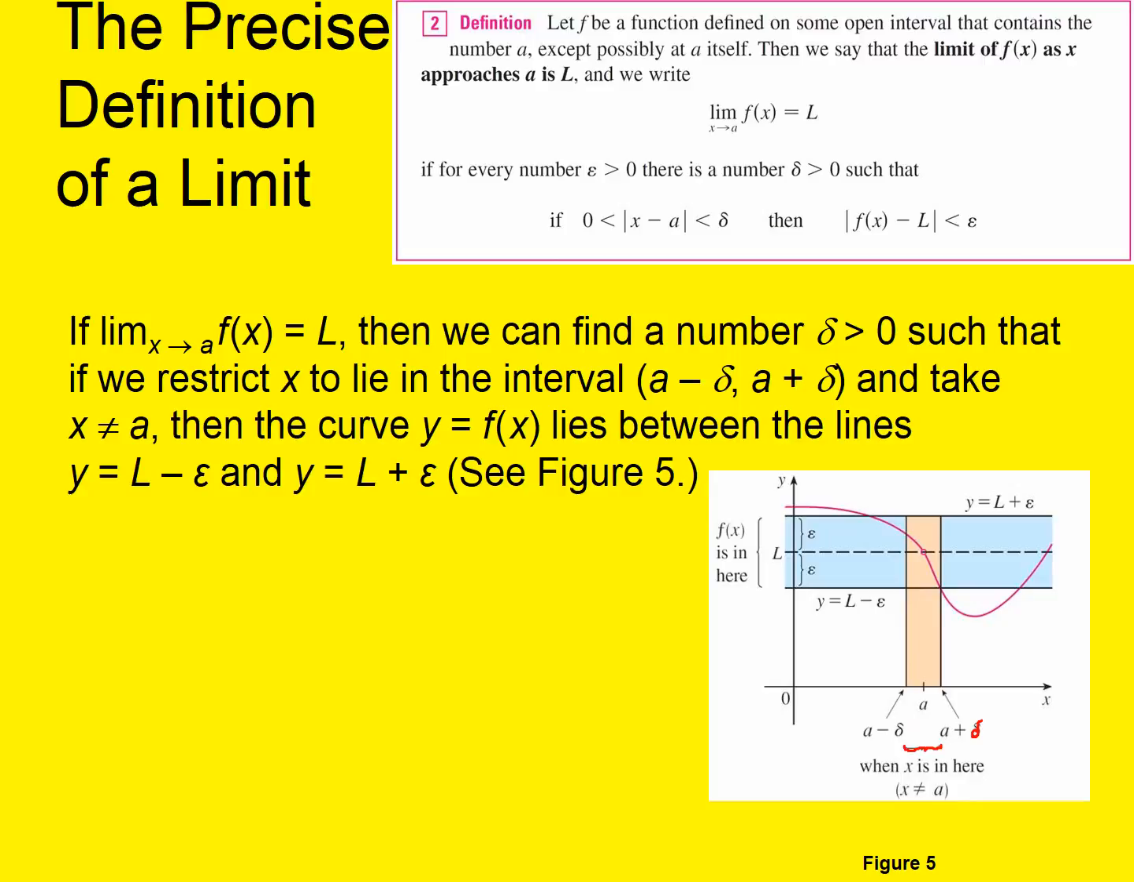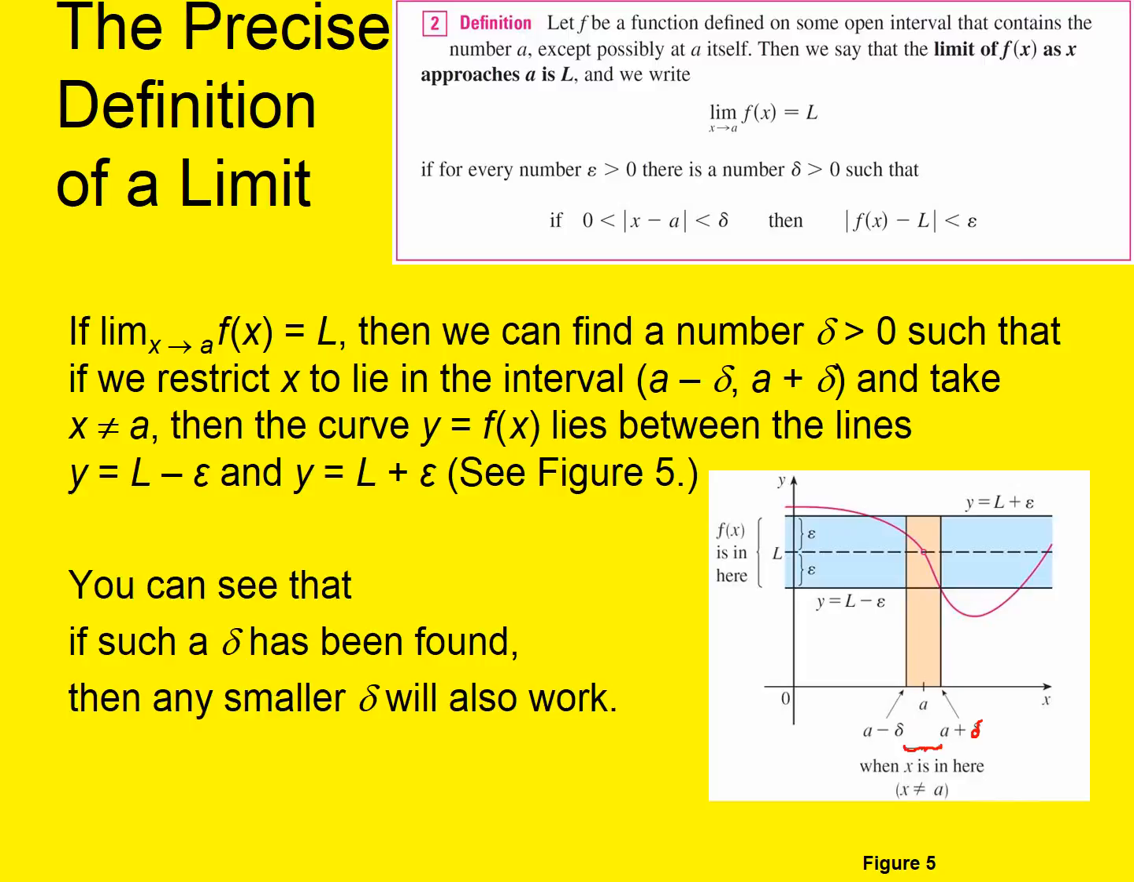So we can find a number delta positive such that if we restrict x to lie in the interval a minus delta, a plus delta, x not equal to a, then the curve, whatever it is, whether it be the line y equals 2x minus 1, or anything else, y equals f of x lies between the horizontal lines y equals L minus epsilon and y equals L plus epsilon. You can see that if such a delta has been found, then any smaller delta would also work.